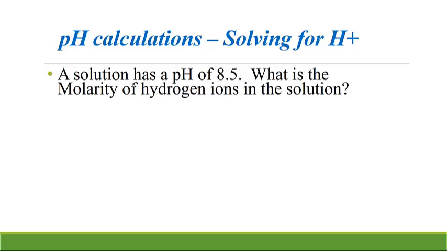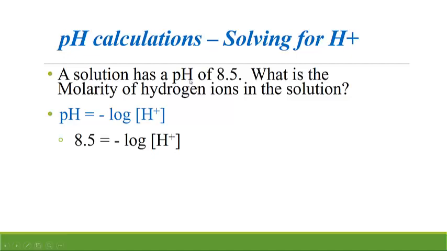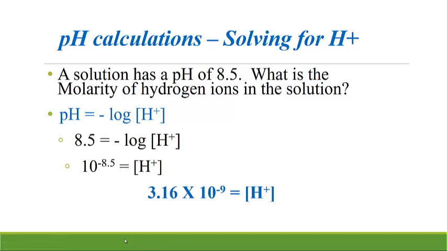So a solution has a pH of 8.5. What's the molarity of the hydrogen ion concentration? Well, we know pH is equal to negative log of the hydrogen ion concentration, so 8.5 is equal to negative log of the hydrogen ion concentration. And so we take the negative antilog of this, and we find out we have a hydrogen ion concentration of 3.16 times 10 to the negative 9th.